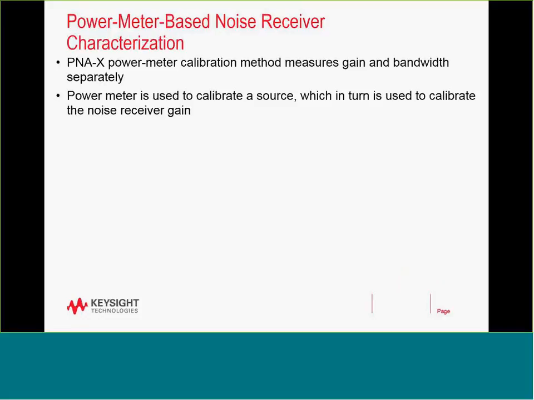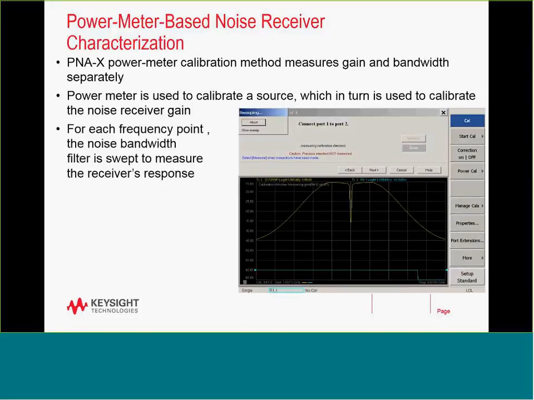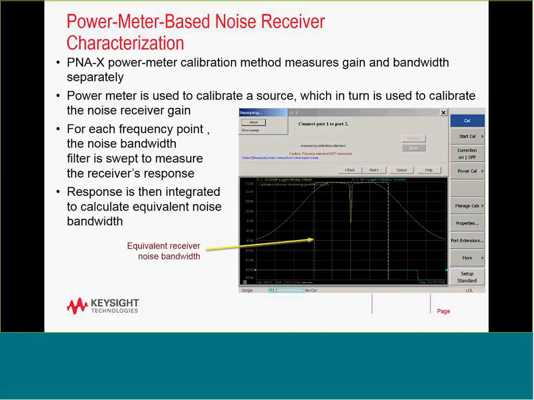A power meter-based receiver characterization would look like this, where we sweep the receiver and measure the dual sideband response of the receiver itself, since it is a mixer-type receiver. And we calculate the equivalent receiver noise bandwidth from those measurements.